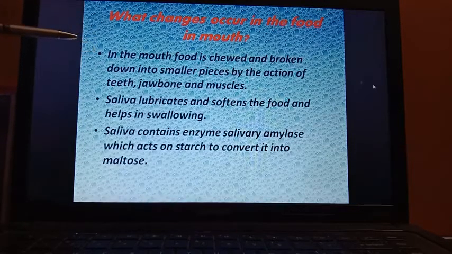First point, in the mouth, food is chewed and broken down into smaller pieces by the action of teeth, jawbone and muscles. Second point, saliva lubricates and softens the food and helps in swallowing. Then saliva contains enzyme salivary amylase or ptyalin, which acts on starch to convert it into maltose. So these are the changes that occur in the food in mouth.